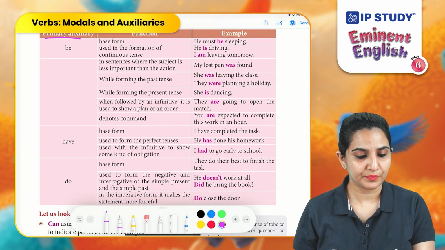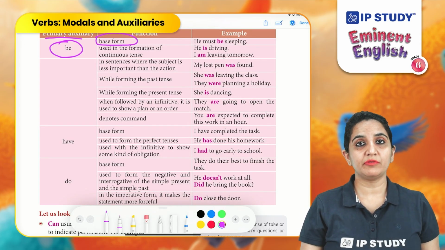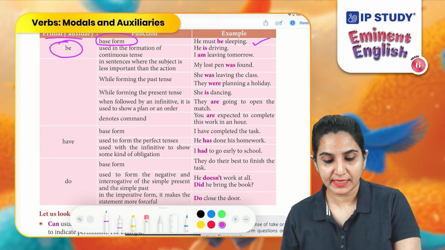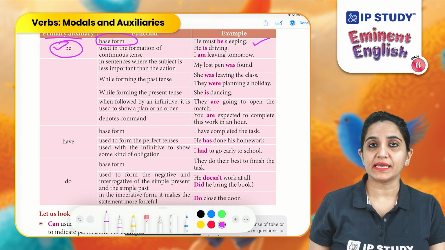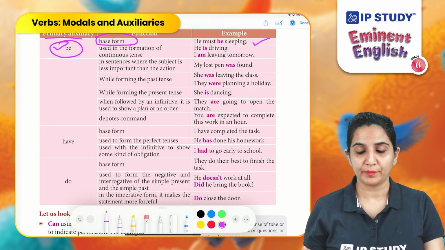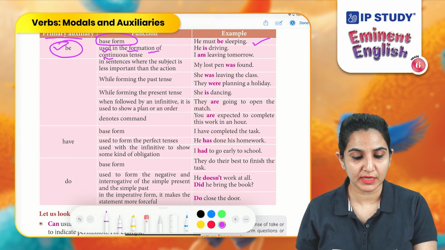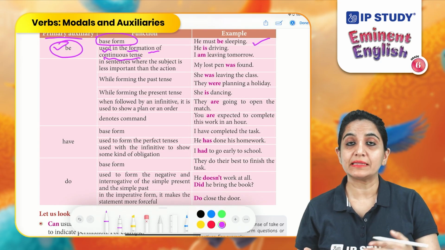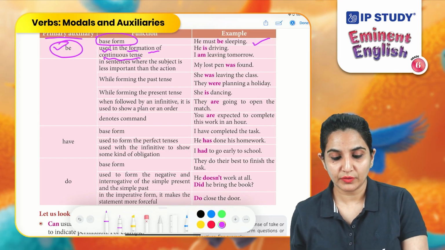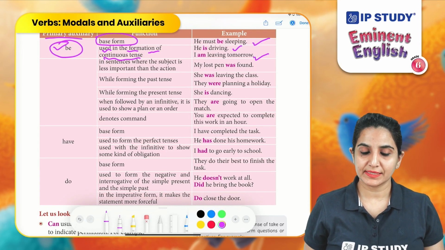Primary auxiliary, be verb. The base form. So when we use the be verb as the base form, the sentence is he must be sleeping. So the verb be is used as the base form. He must be sleeping. When we have to use it in the formation of the continuous tense, such as when the action is going on, the action is in the present continuous tense. So we can say he is driving. I am leaving tomorrow. Is and am both express the to be state.